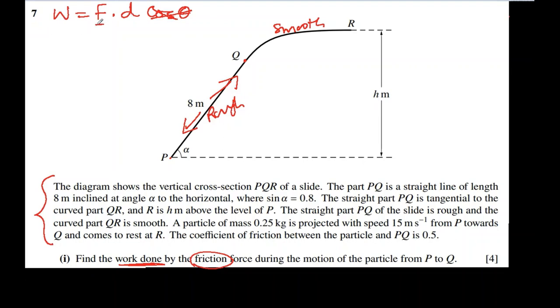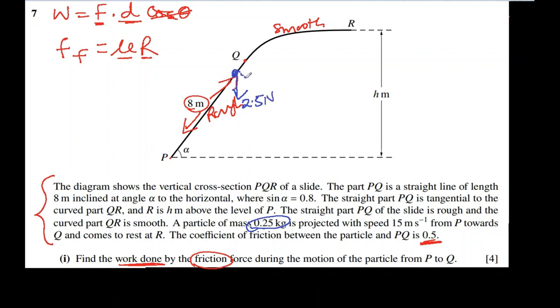So we focus on friction because the distance is known to us, 8 meters. We'll focus on friction only. Let's call it frictional force, which is equal to mu R. Mu is given to us in this question, which is 0.5. R is the normal contact force, the reaction force for the particle. Let me draw the particle here, before Q. So this is the weight of the particle, which is 0.25 multiplied by 10, which is 2.5. That is the weight of the particle.